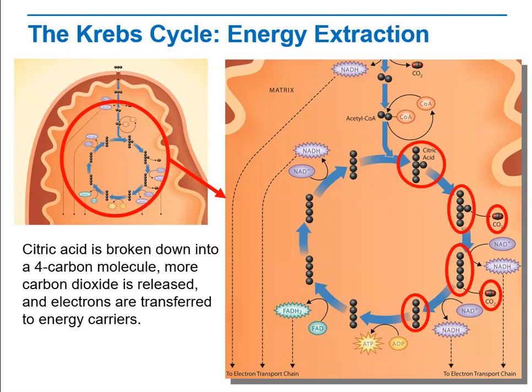Why is this stage of cellular respiration referred to as a cycle? Because the 4-carbon molecule produced in this step is the same molecule that accepts the acetyl-CoA in the first step. The molecule needed to start the reactions of the cycle is remade with every turn.